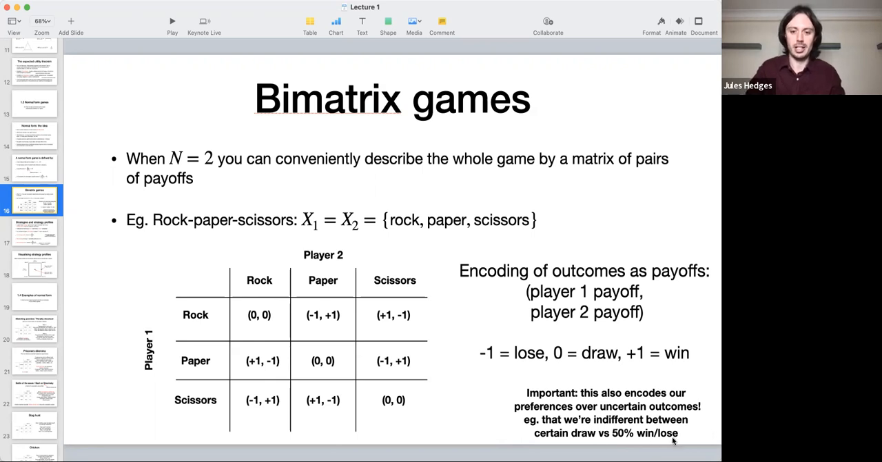All of this information is not part of the rules of rock, paper, scissors. This is part of our model of the preferences of the agents playing rock, paper, scissors. So you see this kind of subtlety of what's happening when we encode outcomes as real numbers.